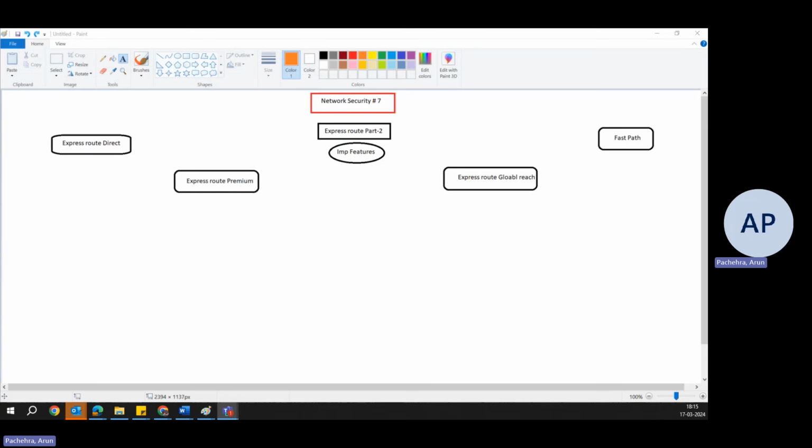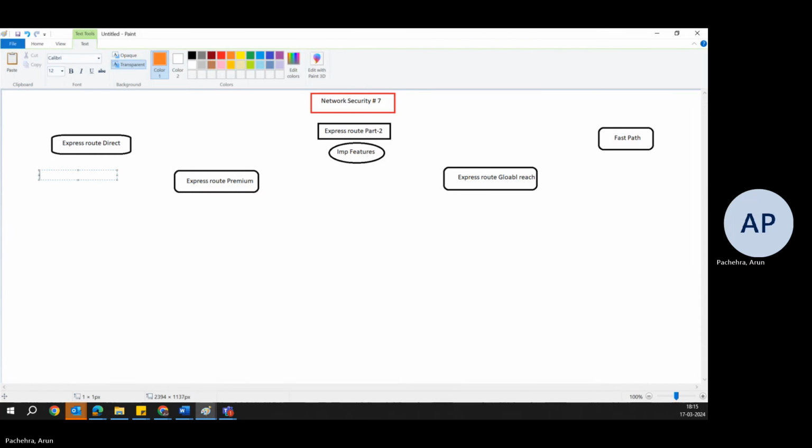Today, we are going to understand some important features and their security aspects. There are four we have chosen, which are most used: Express Route Direct, Express Route Premium add-on, Express Route Global Reach, and Fast Path. First, we'll try to understand the concept of each one, when to use them, and then the security aspect, which is really important from our video perspective. So let's start with Direct.